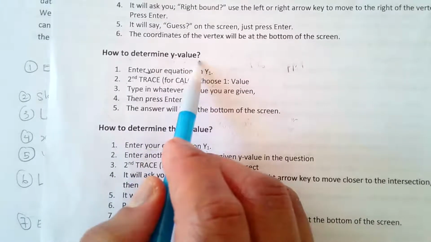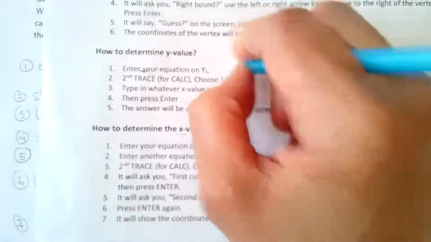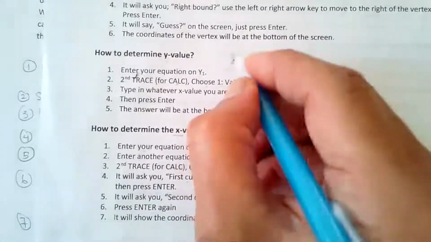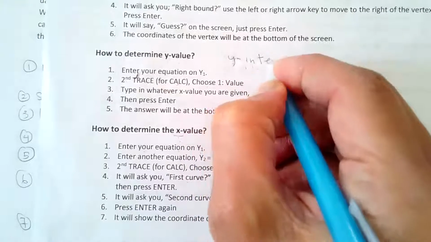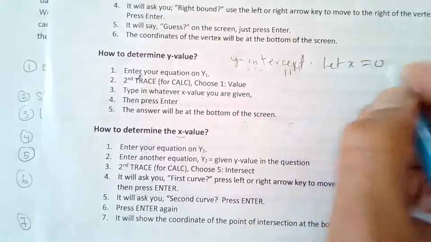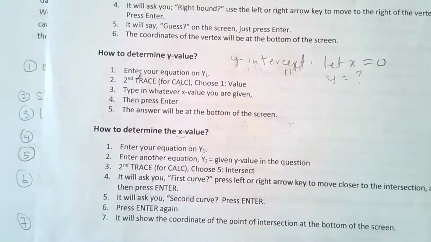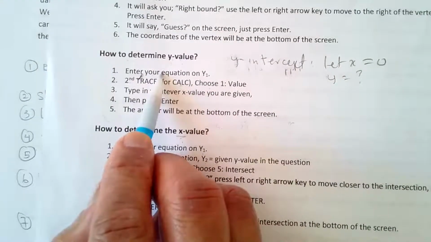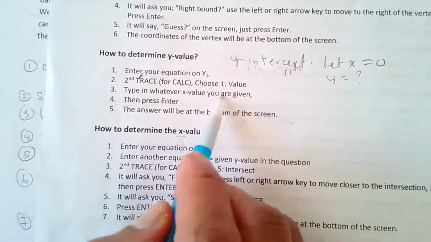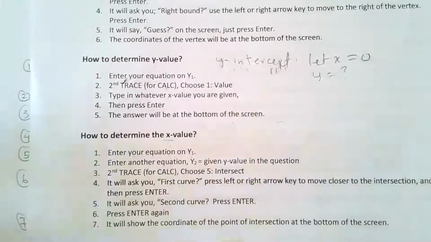The y-intercept is a special case. For the y-intercept, let x equal 0 to find y. So first step, enter your equation, which we did. Second, trace calc, choose value for 1. Type whatever value for x you're given. We want that x to be 0. Press enter, and that will give us our y-intercept.